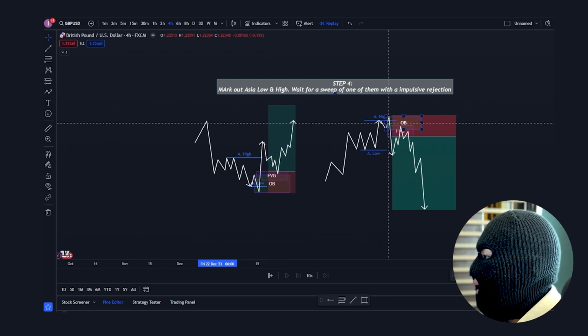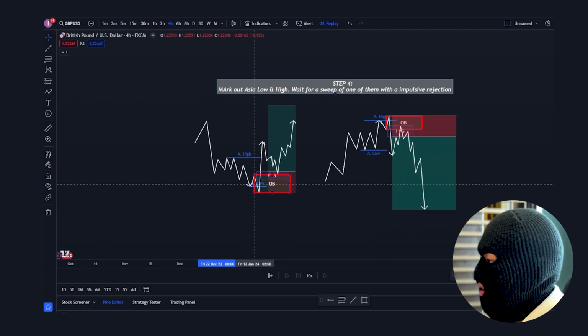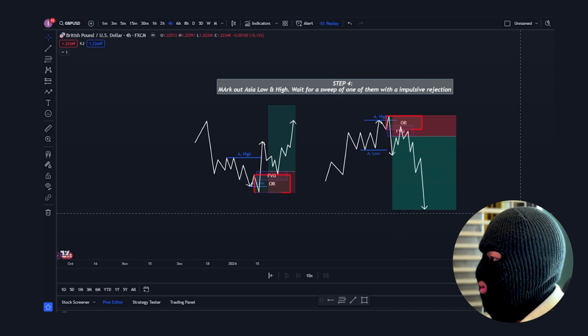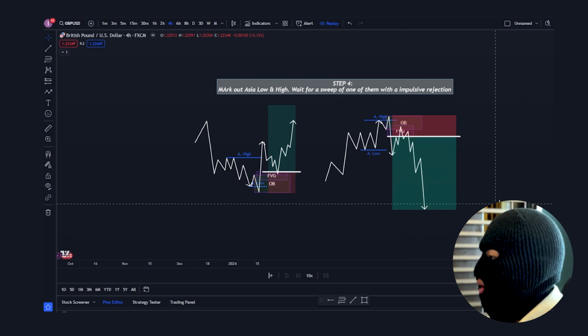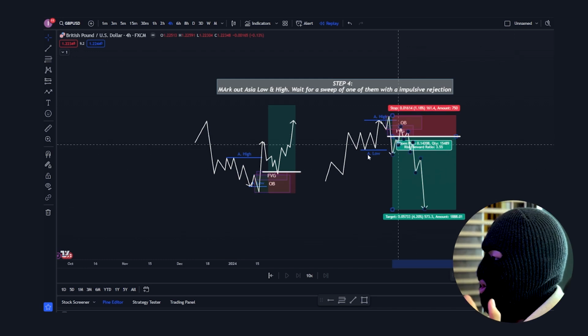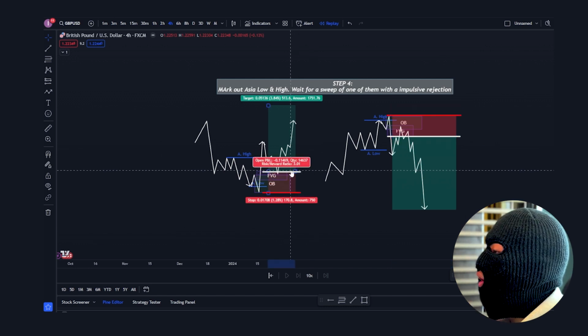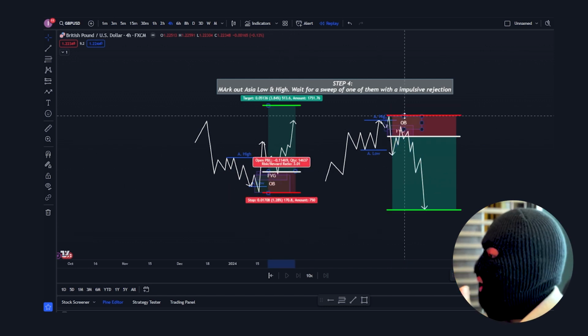If it leaves behind an order block overlapping this fair value gap, even better. If not, we will enter on the retracement of the fair value gap and place our stop loss covering the swept low or high, targeting the opposing liquidity.